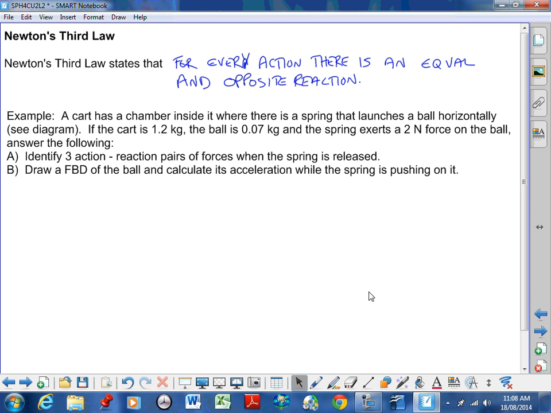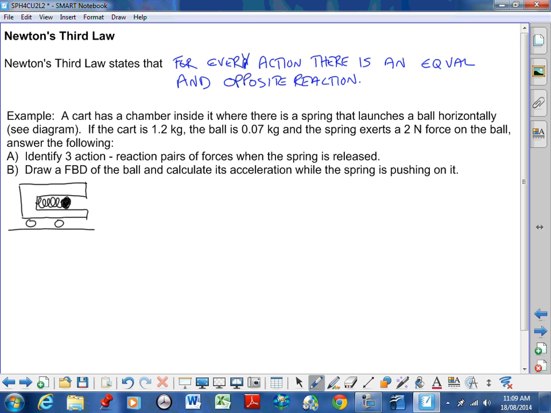All right, that's simple. So the example I have here is a cart has a chamber inside where there's a spring. So I need a bit of a picture here to help visualize this. So inside this cart, we've got a coiled spring, and here is my marble. It launches the ball horizontally, so there's my diagram.